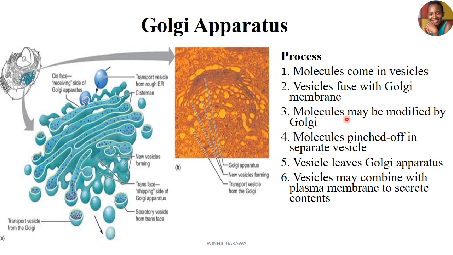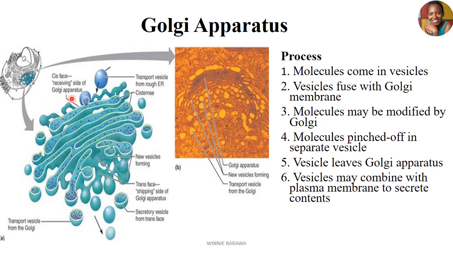And once the modification has happened, all their needed areas have been removed, and the molecules have been modified successfully, they will pinch off into separate vesicles, what you are calling the transportation vesicles. And then these vesicles will leave the Golgi apparatus, and head all the way to the cell membrane. They will attach there and secrete the content. Okay, and so here is the whole process that is happening.